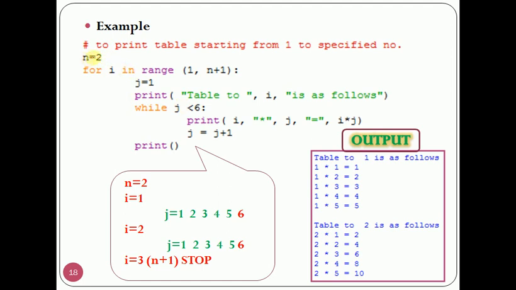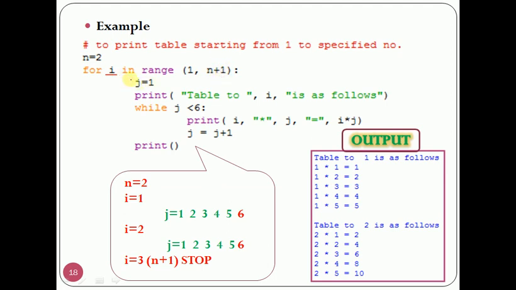n is taken. If you want to make changes to this program, you can increase this value of n, then you can produce the output as you wish. Here n is 2. Then we start a for loop, and the control variable is i in range(1, n+1). That means I want the multiplication table of 1 and 2. So this is the terminating value: 1 plus 2, that is 3.